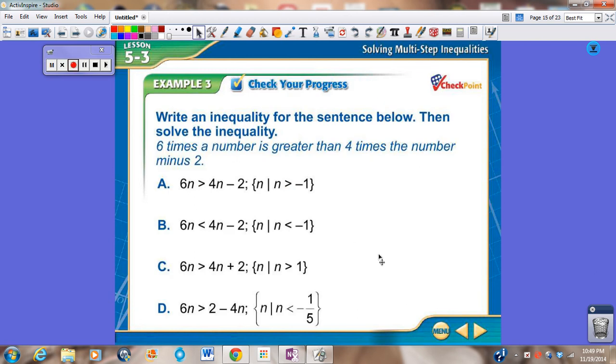Okay, so now here is one for you. You're going to write the inequality, and they give you a couple of choices here, then you want to solve it. So you have 6 times a number is greater than 4 times the number minus 2. Make sure you're using the same variable on this number and on that number. Okay?